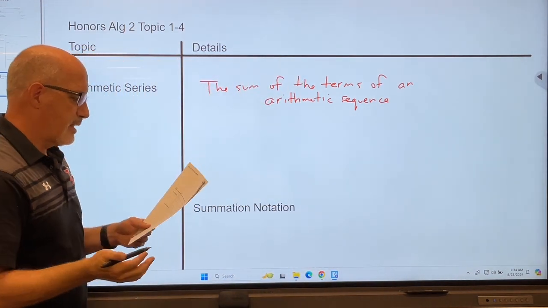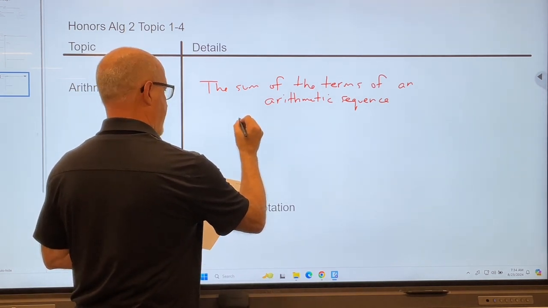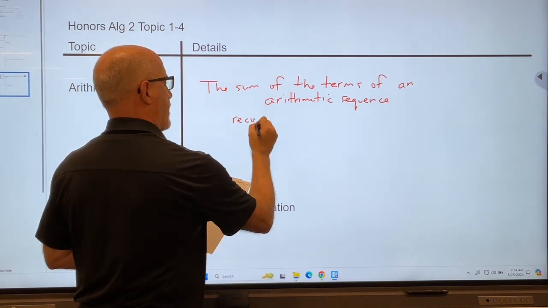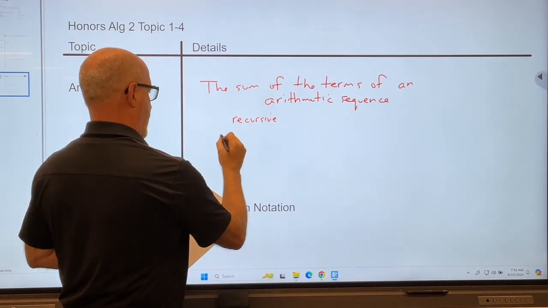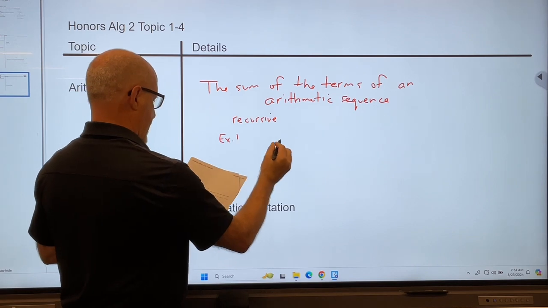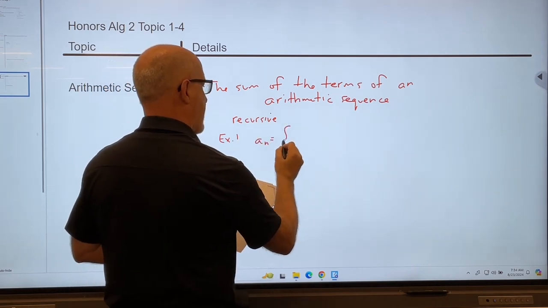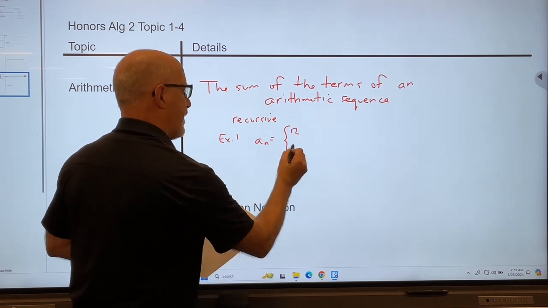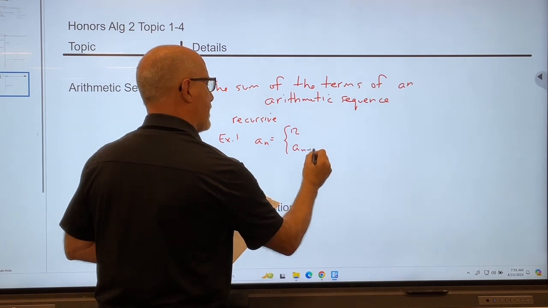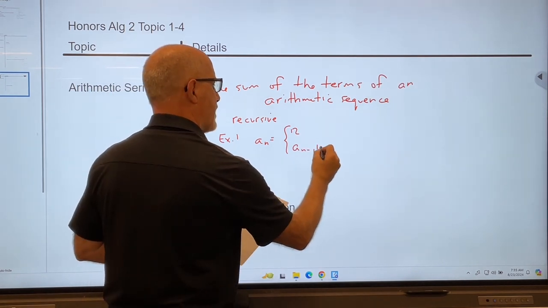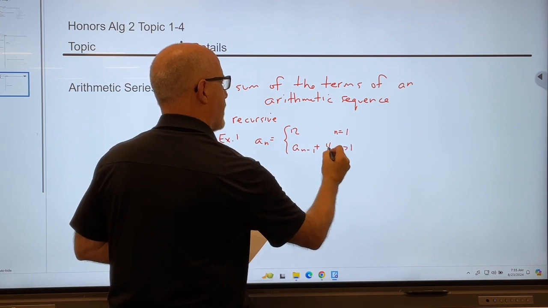So let's do an example. Example 1: my recursive formula, let's say, is a sub n equals 12 as my first term, and then I take the previous term and add 4 each time. So this is for n equals 1, and this is for n greater than 1, that's a 4.